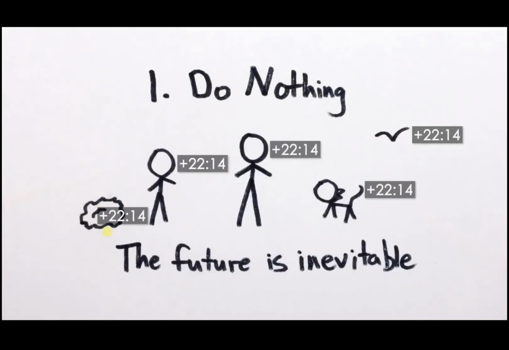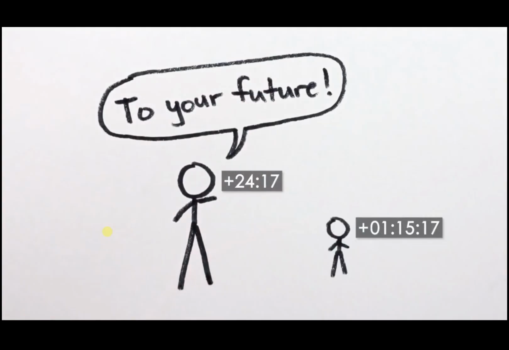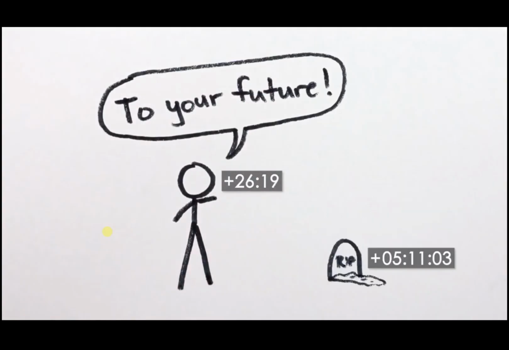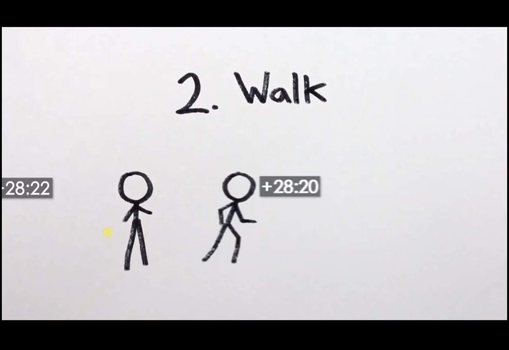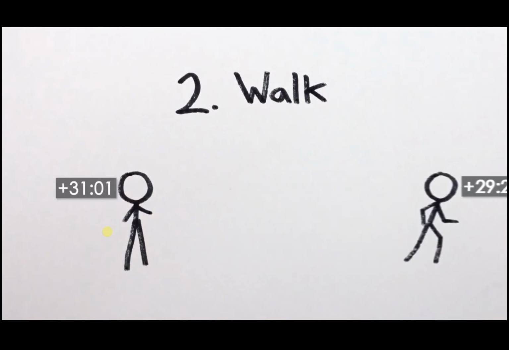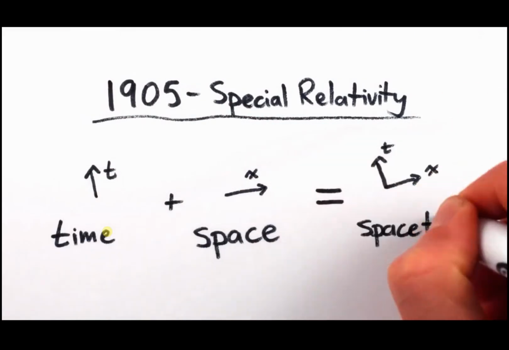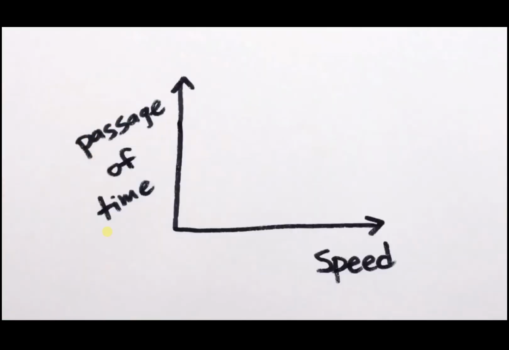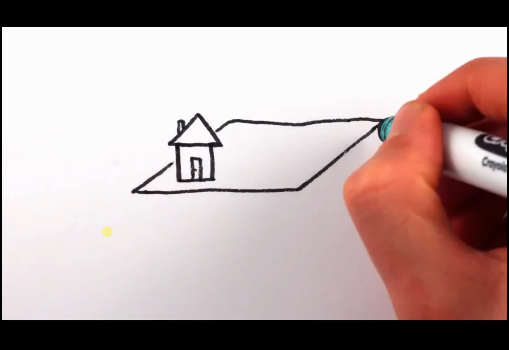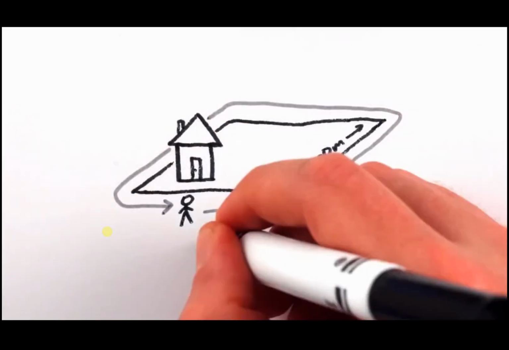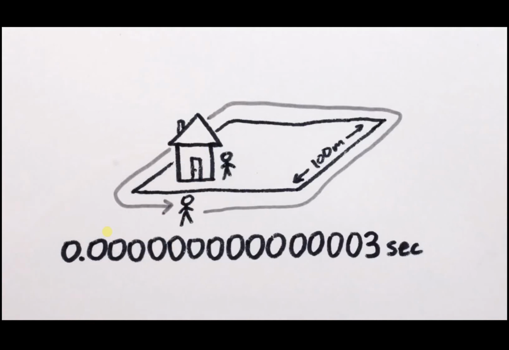But that's boring time travel. What's interesting is time travel relative to other people. To do that, start walking, and you'll travel through time relative to someone standing still. We've known for over a century that time and space are really just 2 components of a single space-time, and the faster you move, the slower time will pass for you. If you take a walk around the block, you'll be 3 femtoseconds younger than your friend who stayed home.